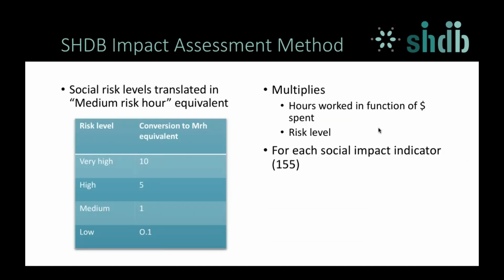The Social Hotspot Database provides an impact assessment method, or several, in this new version. It uses life cycle attribute assessment. It also weights the risk level, very high being a weight of 10, high of 5, medium 1, low 0.1. So it multiplies the hours worked as a function of the dollars spent and the risk level for each social impact indicator. And that's how medium risk hours equivalent are being calculated.